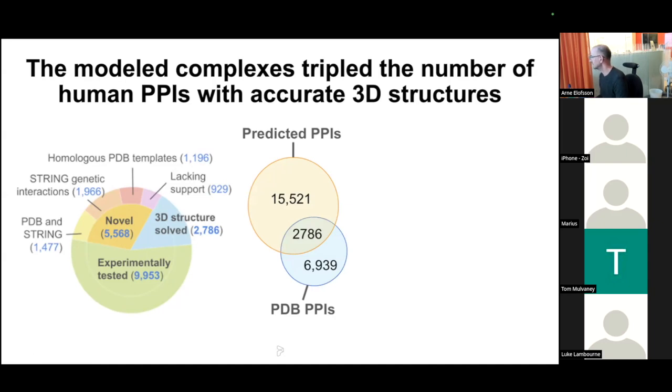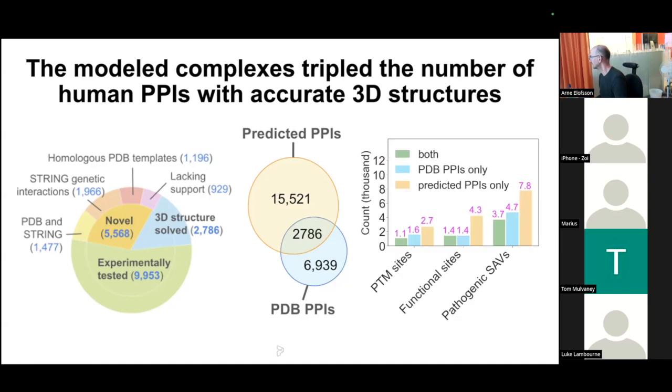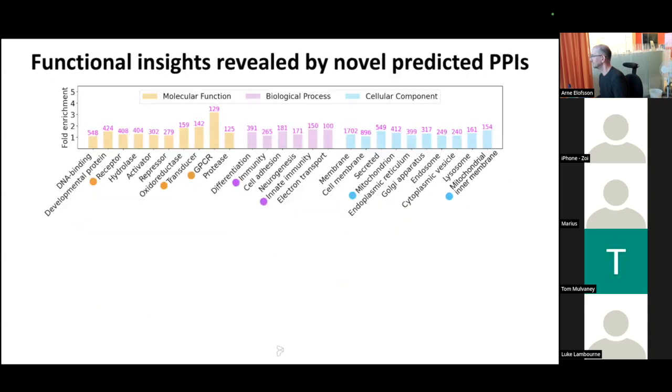Another important contribution is to provide the 3D structure data for these confident interactions. These predicted structures almost tripled the number of human PPIs with high-quality structure models. Using these structural models, you can do a lot of functional inference. For example, you can identify post-translational modification sites, other functional sites, or disease mutations on the protein-protein interface. The fact that they are on the interface already speaks a lot about their potential impact.